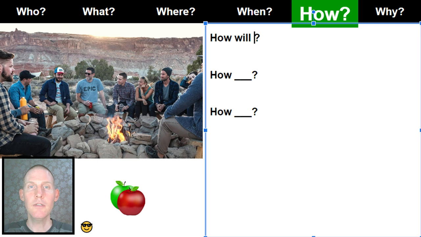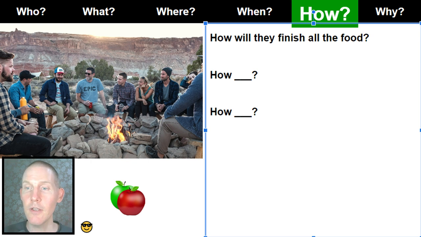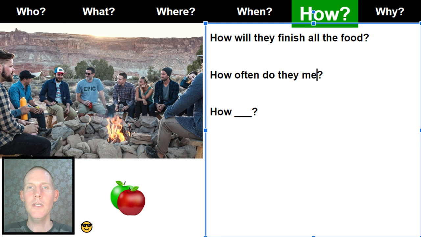How will they finish all the food? Aha, here we go. Kizil Fetulaiva says, how often do they meet? Great, great how question. How often do they meet? Okay, great question. Right, any more? I will make space.